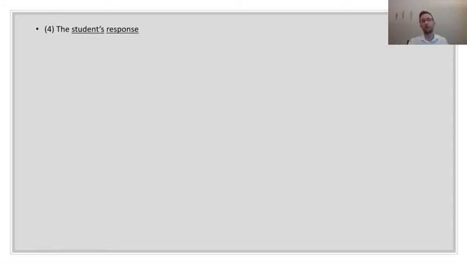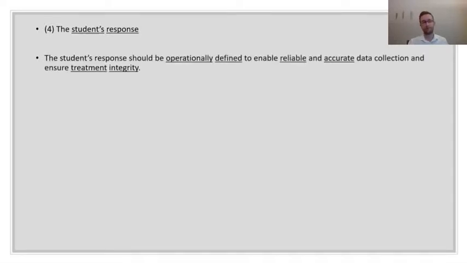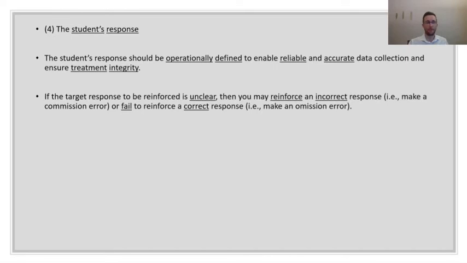Now let's look at number 4, the student's response. The student's response should be operationally defined to enable reliable and accurate data collection and ensure treatment integrity. If the target response to be reinforced is unclear, then you may accidentally reinforce an incorrect response, so that's making an error of commission. Or you may fail to reinforce a correct response, that would be an error of omission. Those should be terms familiar to you from SP 3633.